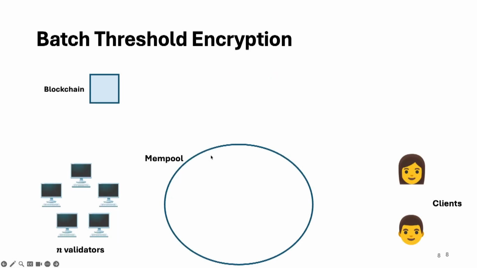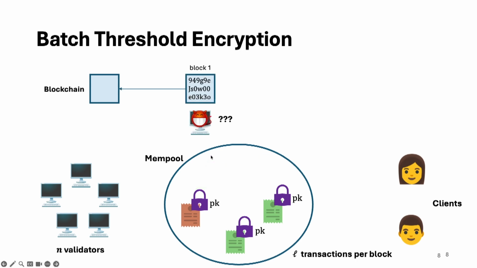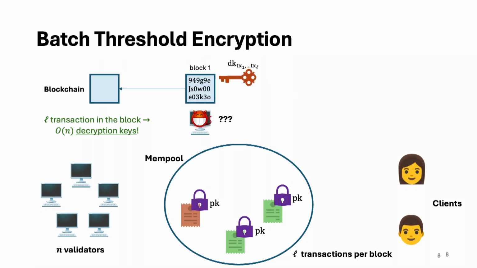So in a nutshell, how does this work? Clients again encrypt their transactions under this global public key, and there are again L transactions per block. A block is proposed, it gets confirmed. Now each of these N validators publishes a share of the single decryption key, so in total there will be order N decryption shares. If you combine these, you obtain a single decryption key that decrypts all of the ciphertexts in this block and nothing else. So this is our answer to this decryption problem in encrypted mempools.